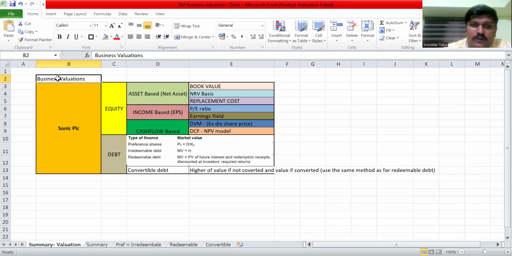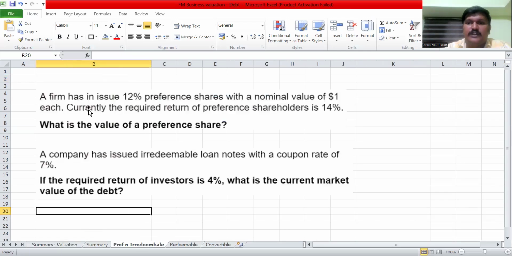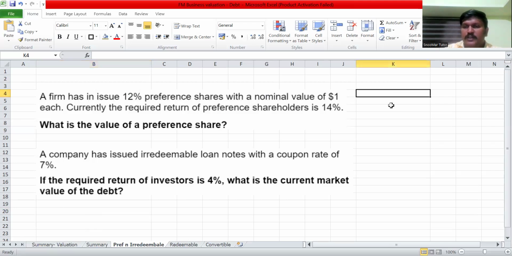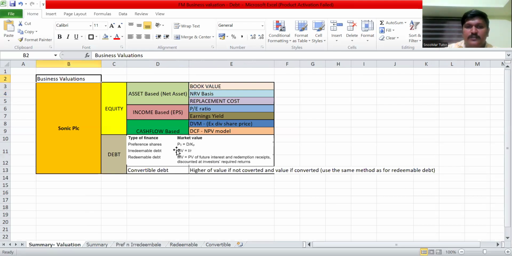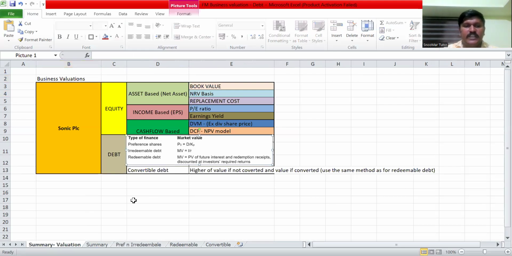So now let's focus on doing some questions. Let's consider your first one, preference shares. Now see the question. What is the value of the preference shares? A firm has an issue of 12% preference shares with a nominal value of $1 each. Currently, the required rate of return of preference shareholders is 14%. So basically what you need to focus on over here is that we need to use a formula. Let's copy paste this particular thing, P0, and I can use it for the other thing.